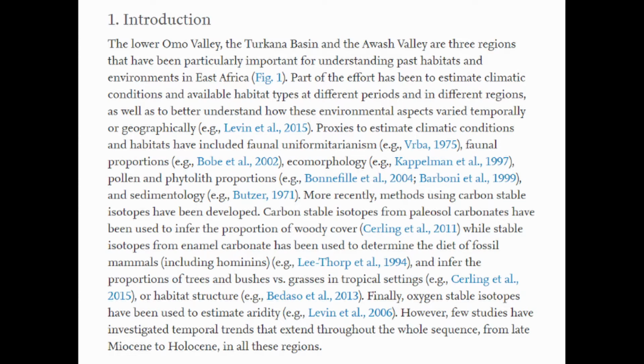However, few studies have investigated temporal trends that extend throughout the whole sequence from late Miocene to the early Holocene in all these regions.